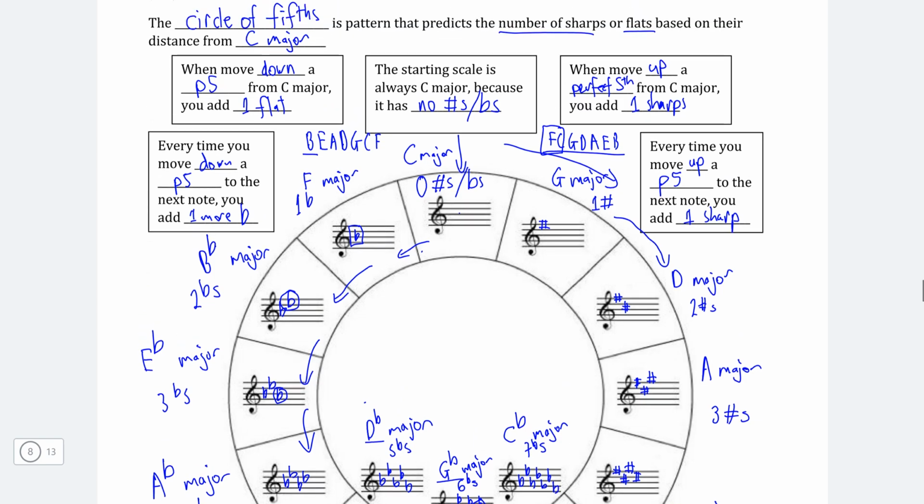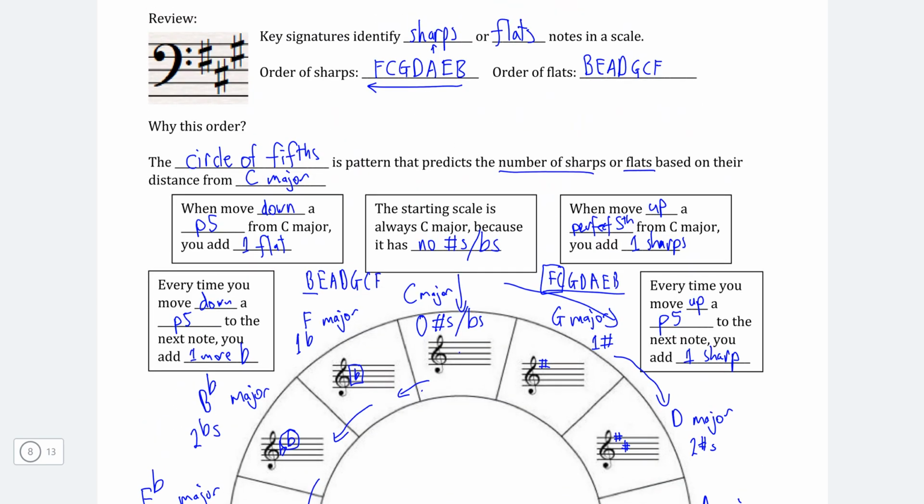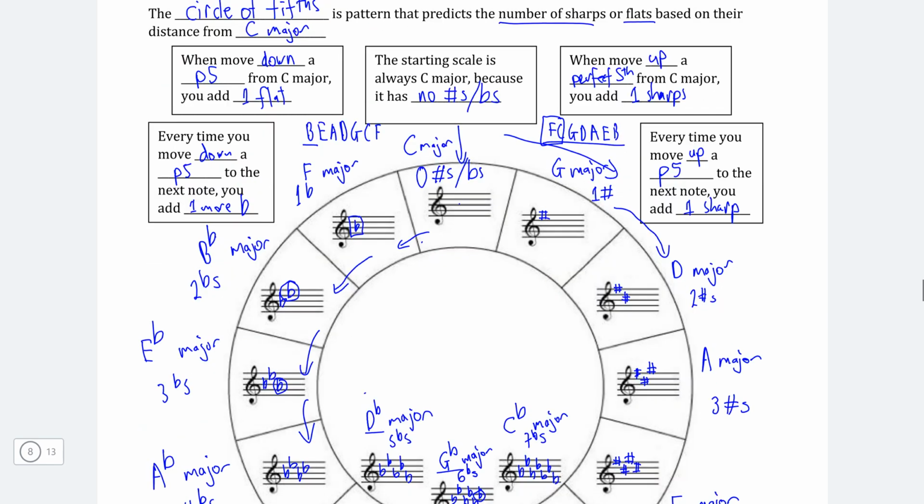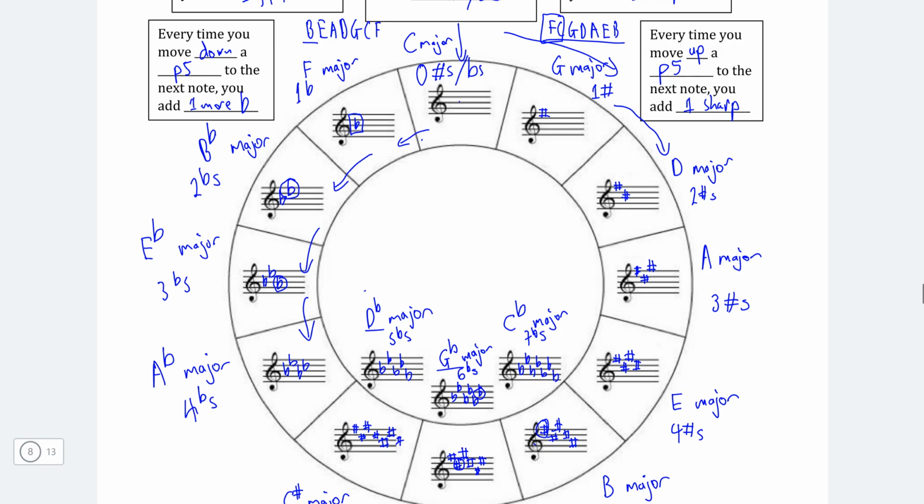In the follow-up videos, we're going to do a few practice examples, both in terms of constructing scales and identifying the key signature based on the starting note, and looking for a shortcut to go the other way. If you're given a key signature, what is a short way that we can use to identify the starting pitch of the scale without needing to go through the whole circle of fifths to figure it out?